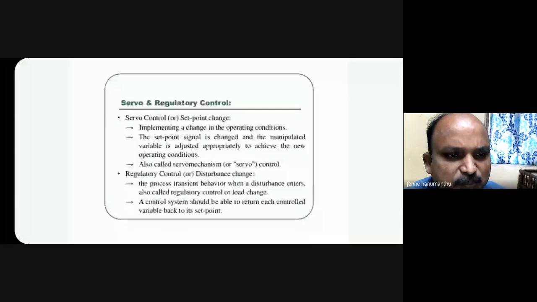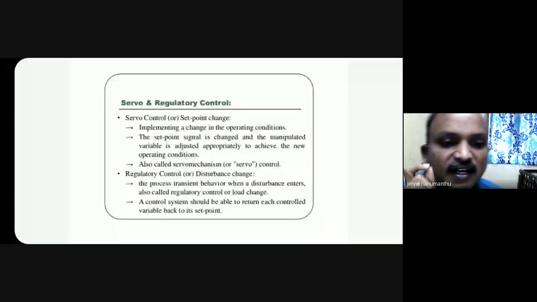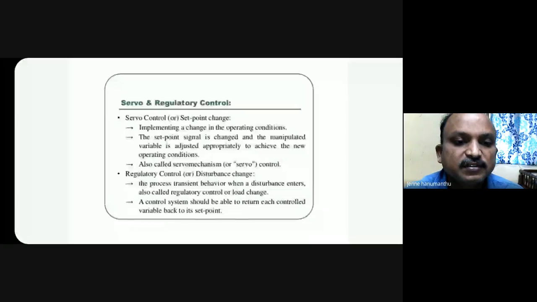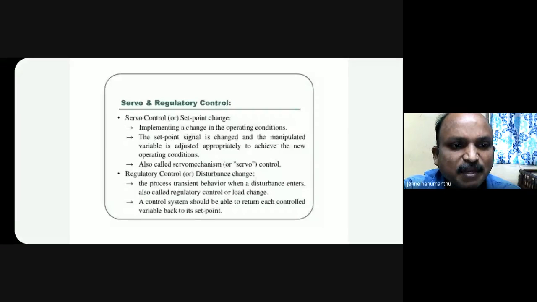Okay, see the difference between servo and regulatory control. Servo control is also called set point change. Regulatory control is also called disturbance rejection. So here we have two points, set point and disturbance. Set point means we want to maintain one parameter in the tank. Disturbance means input changes. When the set point changes, how do you control the system to get the set point? That is the meaning of servo control. And when the disturbance changes, that means when the input changes, how do you keep the set point constant? That is called regulatory control.